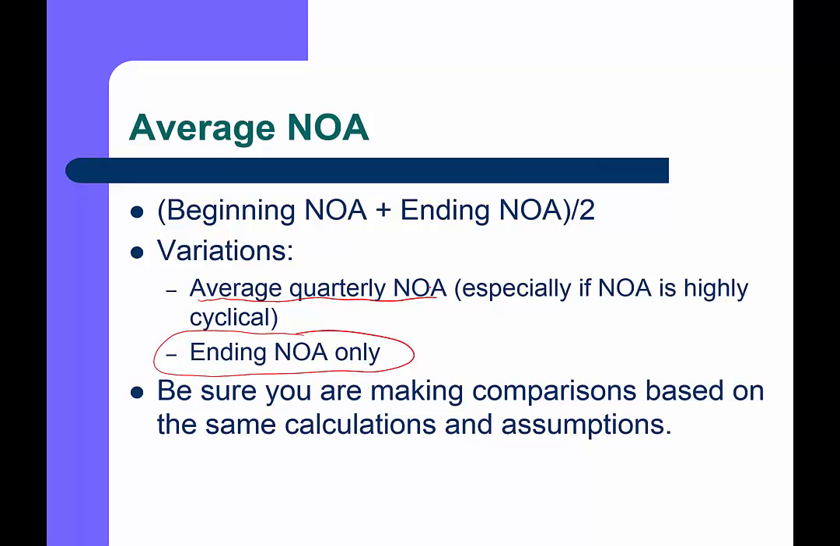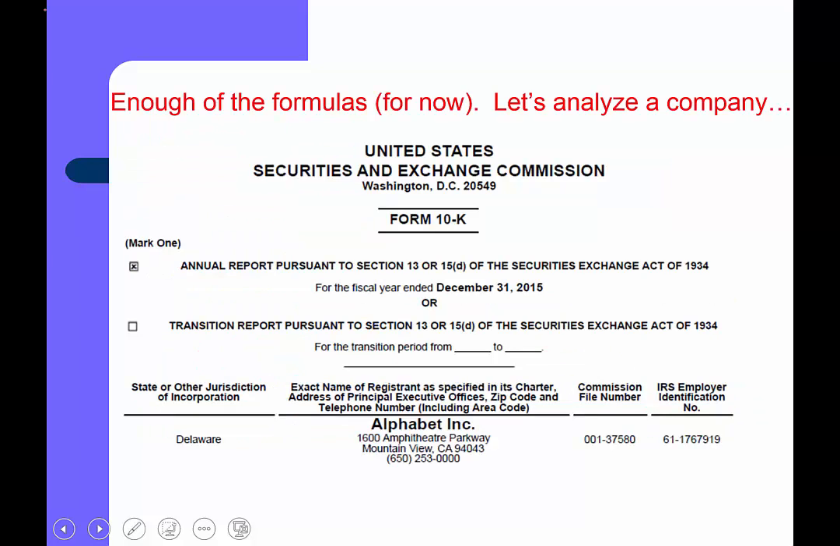A very key thing, and we'll talk about this over and over this semester, is make sure you're making comparisons that are based on the same calculations. If one's average beginning and ending divided by 2, and the other's average quarterly, and the other's ending only, you're going to get different answers, not because of different performance, but because you're using different numbers. Very important that our comparisons be on an equal basis. Okay, enough of the formulas for now. We'll be back to more formulas.